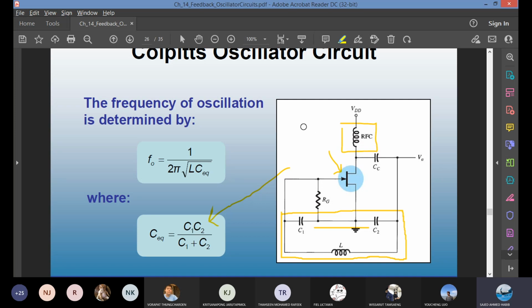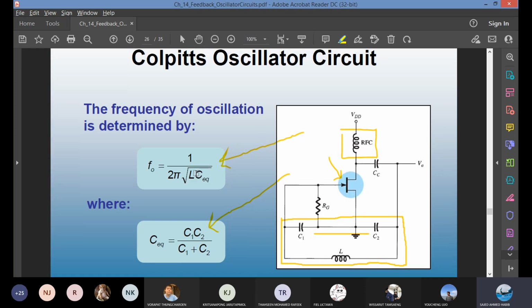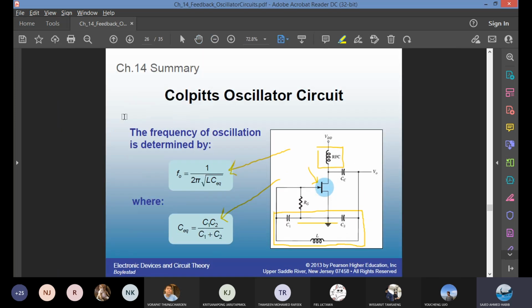What is the resonant frequency or frequency of oscillation? 1 over 2 pi square root of LC. In this case, you don't use either C1 or C2. You have to find the equivalent C. This Colpitts oscillator circuit is named after Edwin Henry Colpitts, one of the pioneer scientists in radio communications, and this person is American. Any question about the Colpitts oscillator before we go to an example?